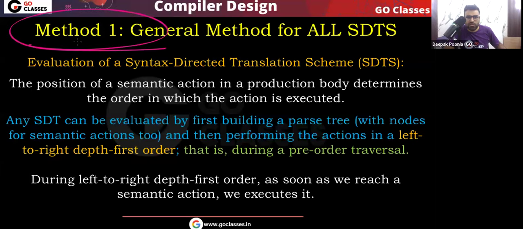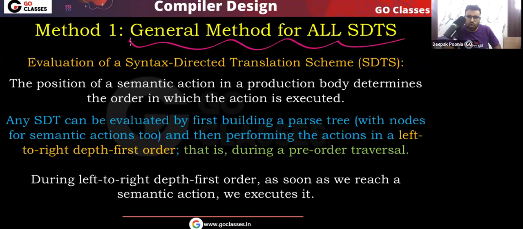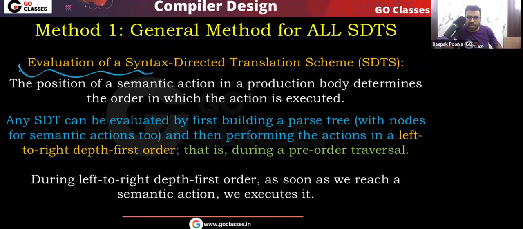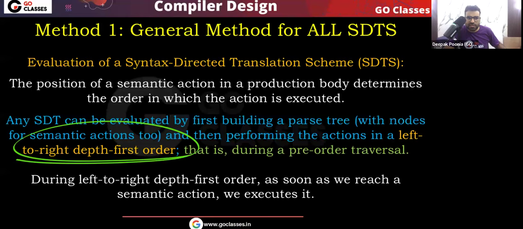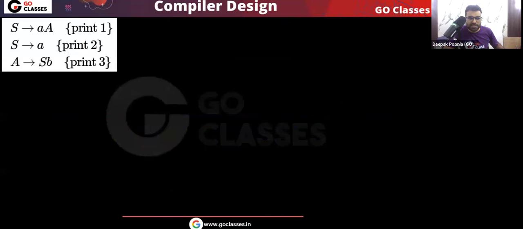Let's solve this question using method number 1, that is the general method for all SDTs. With this general method we can evaluate any syntax directed translation scheme. What is the general method? It is very simple. You first build a parse tree including the semantic actions. Then you perform a left to right, depth first traversal, and as soon as you reach a semantic action, execute it. Very simple.